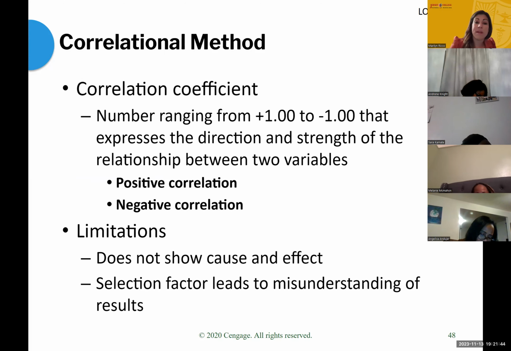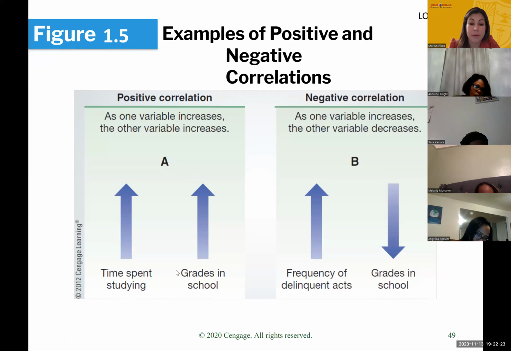Now we have the correlation method. You don't really need to know the numbers too much, but the correlation coefficient is the number ranging from positive one to negative one that expresses the direction and strength of the relationship between two variables. So we have positive and negative correlation, kind of similar to the positive and negative reinforcement, right? It's strengths, direction, different directions of things. And then we have limitations. It does not show cause and effect. Its selection factors lead to misunderstanding of the results. So here's an example.